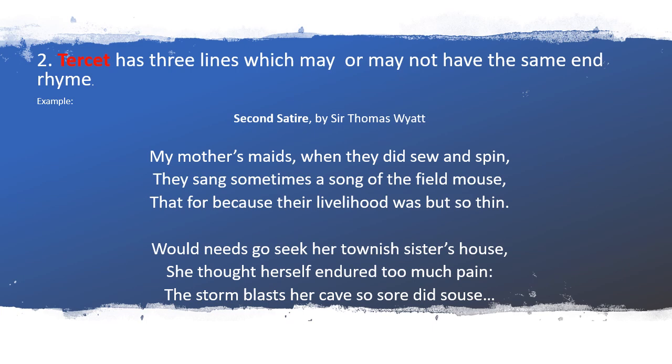The second type of stanza is tercet. Tercet has 3 lines which may or may not have the same end rhyme. Tercets appeared in biblical Hebrew poetry and was introduced to English poetry by Sir Thomas White. This is an example of poem with 3 lines, which is called as tercets. This is written by Sir Thomas White. The title is Second Satire.